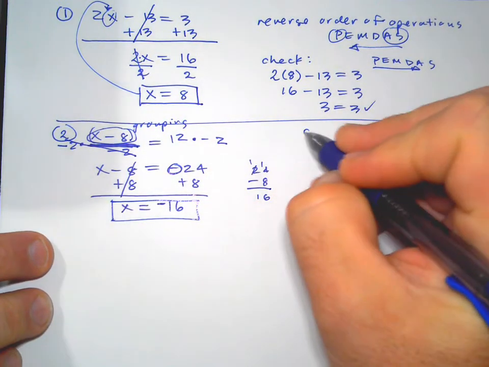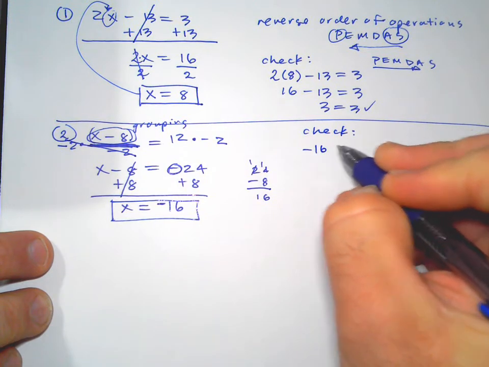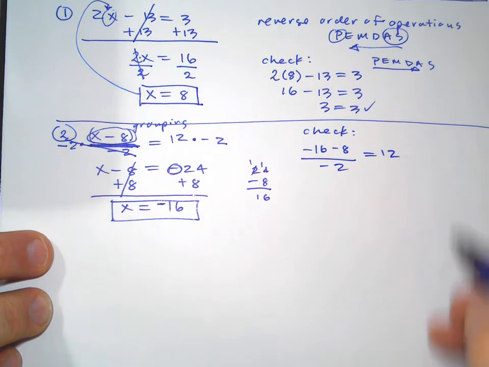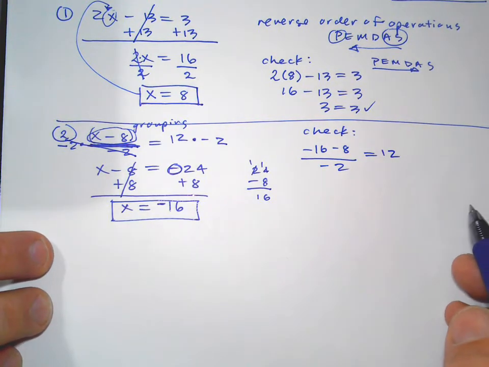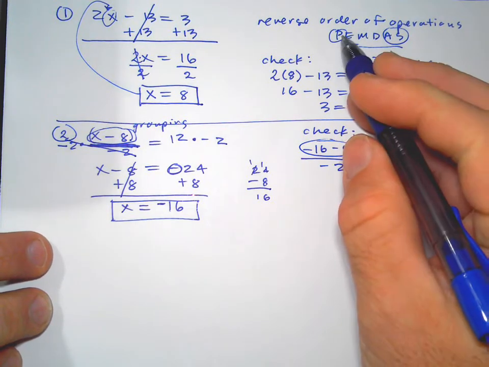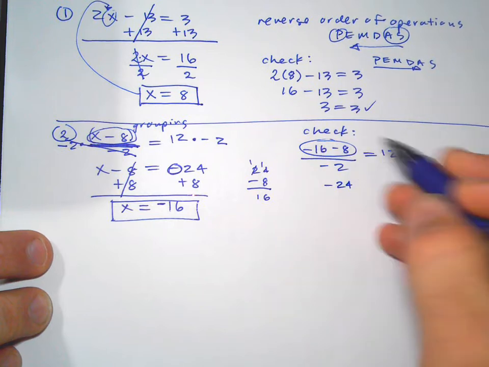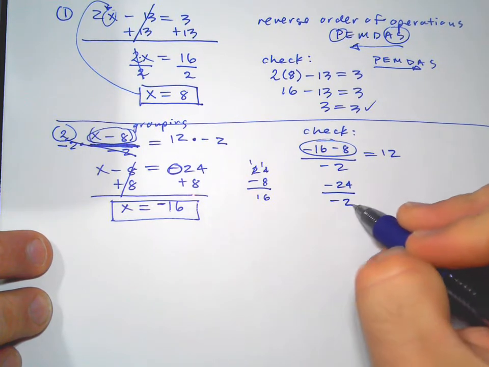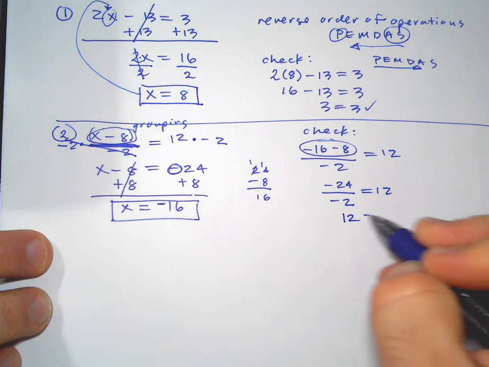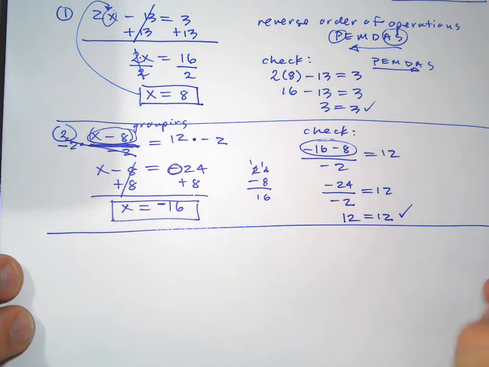We're going to check our answer by plugging it back in to the original problem and then simplify both sides. Here, order of operations, we got to do parentheses first. So it's going to be negative 24, 16, and 8. They're both negative, so you add them and you get a negative. And negative 24 divided by negative 2 is positive 12. Negative divided by negative is positive. And we're good.